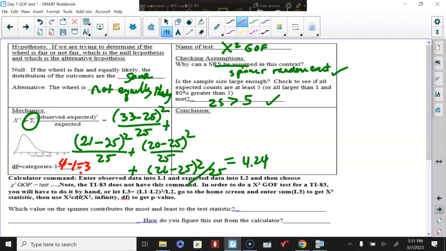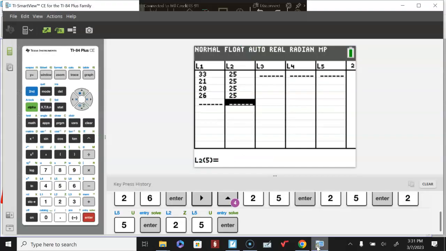Now, finally, to get the p-value, I can use my calculator with chi-square GOF. If you read down here, here are the instructions to do it, so you can follow along with your notes and review that later. I'm going to show you how to use the calculator now to come up with the chi-squared statistic and the p-value. So you're going to go to your calculator, and hit Stat, Edit. In list 1, you're going to type your observed counts. And in list 2, you're going to type your expected counts. So pause the video and type those now.